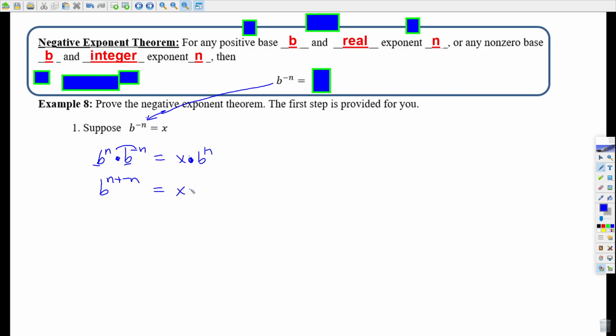Over here we have the same thing, x times b to the n. They don't go together, no same base, don't add exponents, nothing like that. All right, then what do we have over here? This is b to the, what's n minus n, or n plus a negative n? That's 0. Look at that. And we might say, okay, well, what's b to the 0?